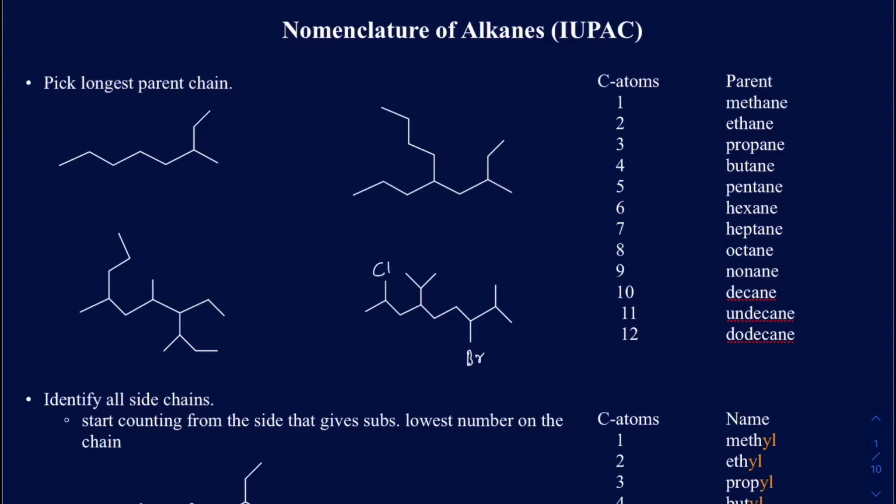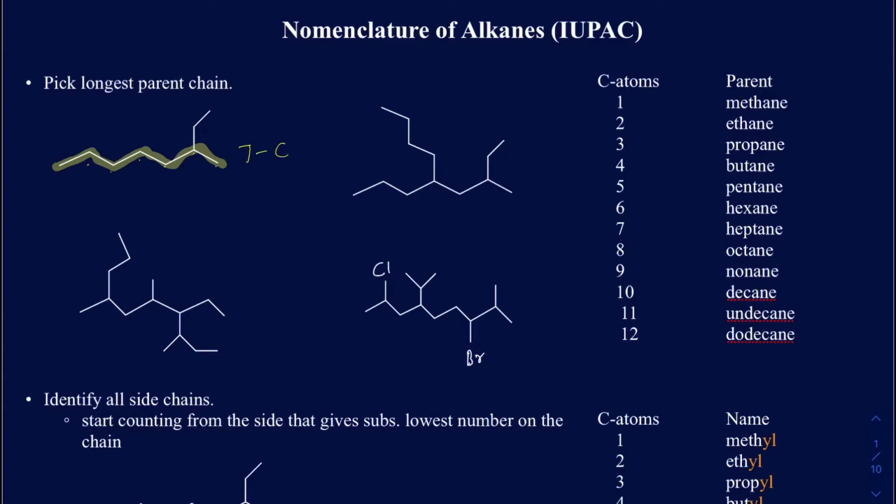So your first rule is going to be picking up the longest parent chain. Now, when you're picking up the longest parent chain, it doesn't really have to be going from left to right. It could be from top to bottom. Like for example, in this first question I have here, when I'm picking up my longest chain, I have two options. One of the options would be going from left all the way to the right. And when I do so, you want to count how many carbons you got there. Okay, so I got 1, 2, 3, 4, 5, 6, 7. So it seems like I got 7 carbons in this longest chain.